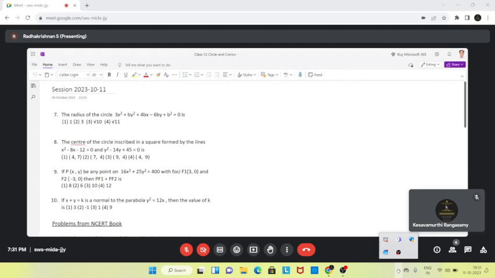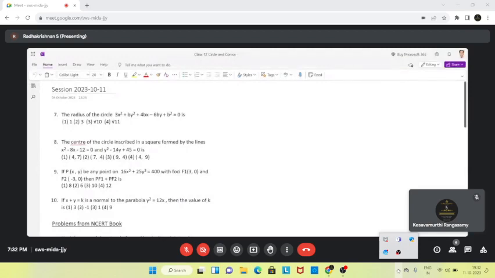The first problem, this is from your state board book, the multiple choice questions in your book. So we have solved the previous problem. So that's why the number 7 is written there.